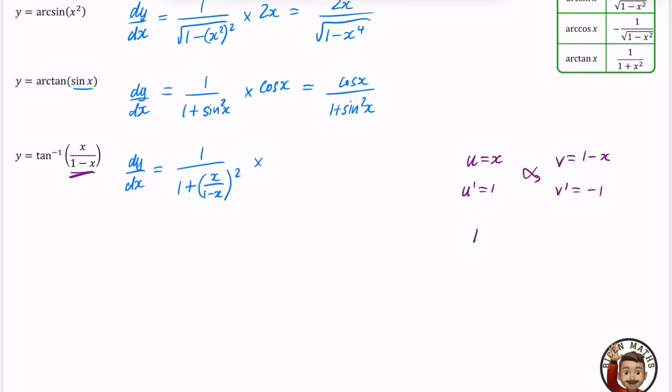So I have the 1 minus x multiplied by 1, minus these two things multiplied. So that's minus x, minus x, all divided by v squared, which is 1 minus x squared. So it differentiates to 1 minus x plus x. In other words, it differentiates to 1 over 1 minus x squared. So it gets multiplied by 1 over 1 minus x squared.